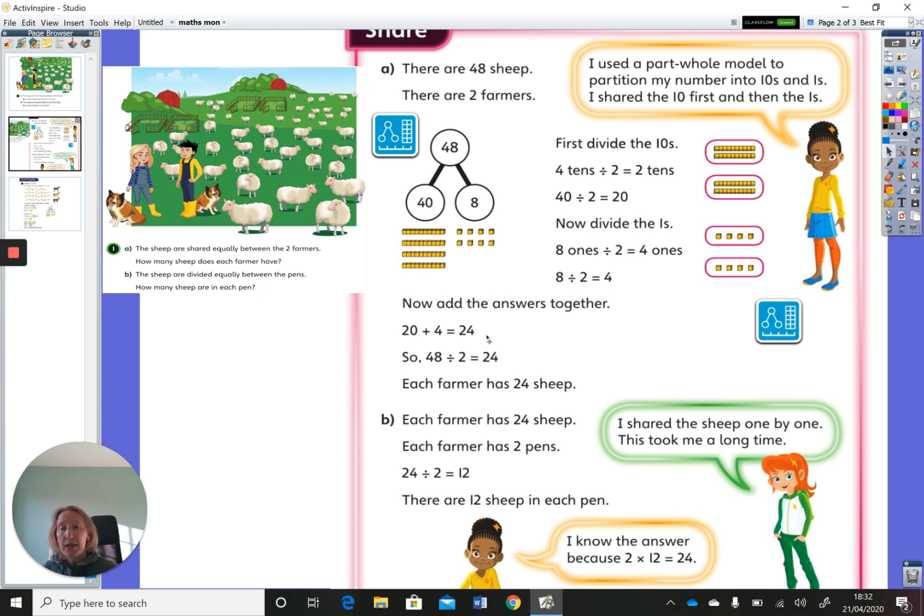Okay? Now, as I said, if you need to stop me at any point, please do, because we haven't touched on this for a while, so you might want to stop and go back and just recap. It's entirely up to you.